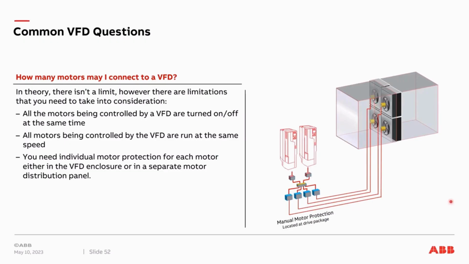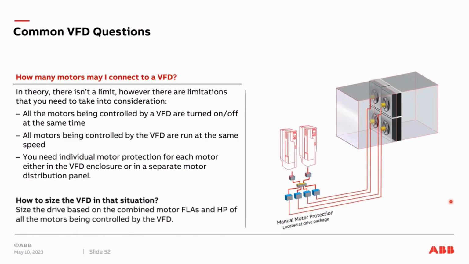When we look at this, we ask ourselves, what do we need? If you want all the motors turned on and off by the VFD at the same time, this is a fine setup. All the motors being controlled run at the same time at the same speed. You need individual motor protection devices for each motor, or you have to have individual VFDs for each motor. That protection device can be located by the VFD or located over by the motors.